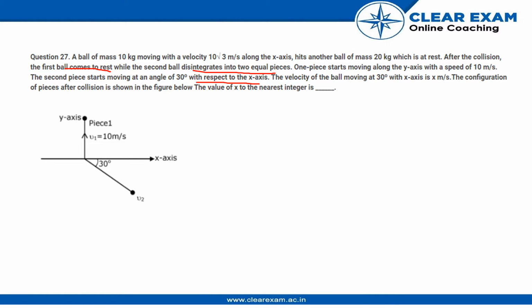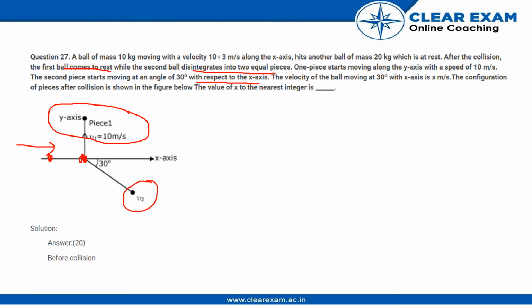So here, if you look, we have this case. There we have the first ball which is moving at 10 root 3 speed over here. We have a second ball over here at rest. When they both hit, the second ball disintegrates into two pieces, where the first piece moves in the y direction and the second piece moves at an arbitrary angle of 30 degrees to the x-axis.